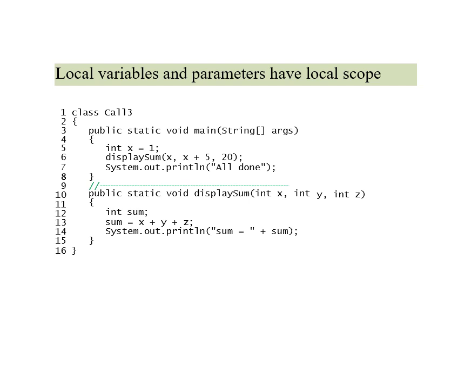Now here we have call 3. Let's just describe what's happening here. This is pretty much like the last one. We initialize x to 1, and then on line 6 we call display, and inside parentheses are x, x plus 5, and 20. Those are called arguments. X is an argument, x plus 5 is an argument, 20 is an argument.